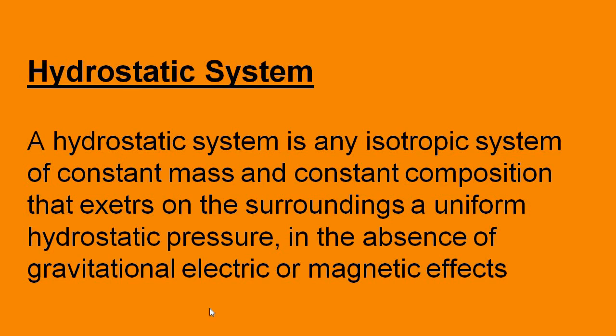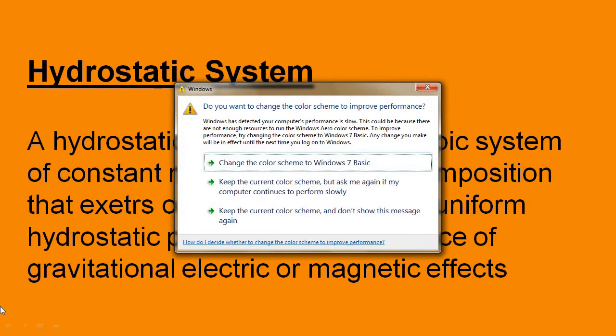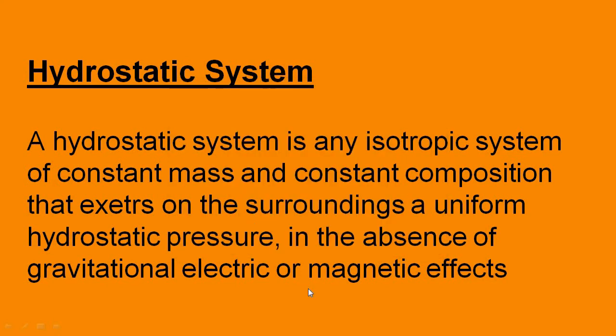A hydrostatic system is any isotropic system of constant mass and constant composition that exerts on the surroundings a uniform hydrostatic pressure in the absence of gravitational, electric, or magnetic effect.